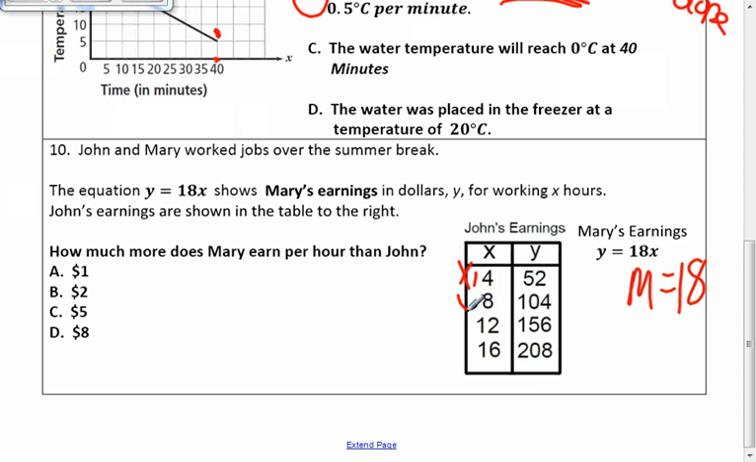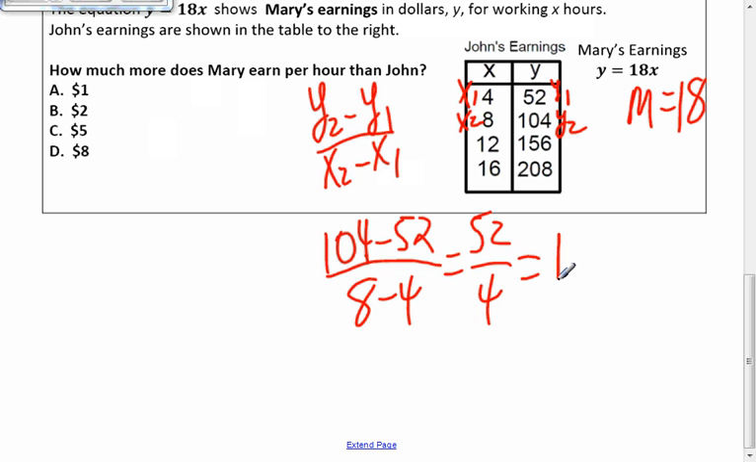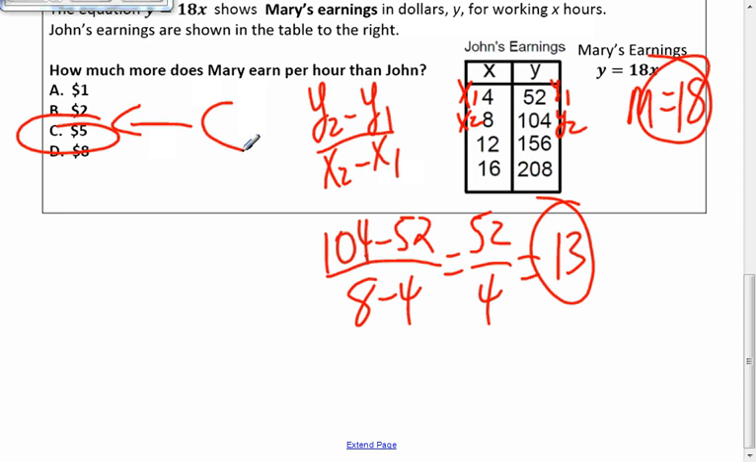So x1, x2, y1, y2. I noticed in class we're in unit 3 now, but this is a unit 2 topic, and all of a sudden we're messing up the slope formula. Make sure the numbers go in the right place, and to help you do that, write down the formula. y2 minus y1 over x2 minus x1. Now we just plug in those numbers. 104 minus 52 over 8 minus 4 equals 52 over 4 equals 13. So she makes $5 more per hour than John. Choice C.